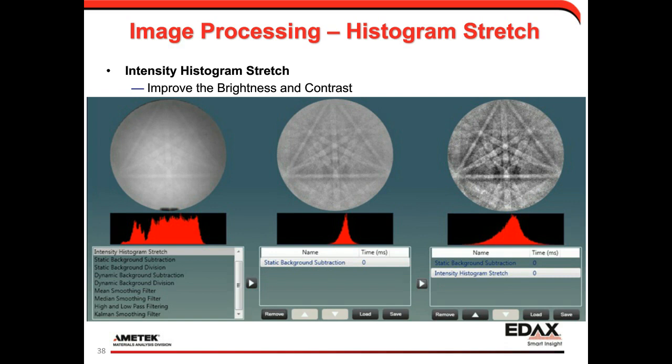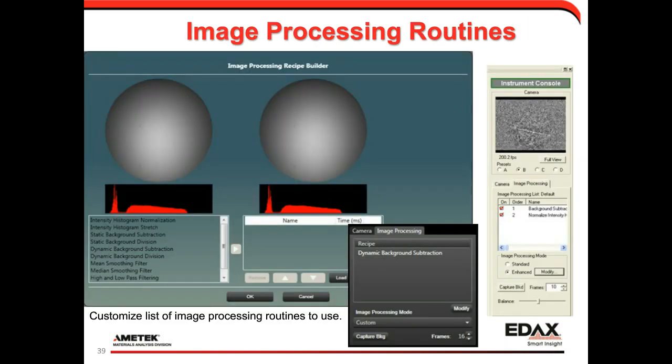So the stretch really helps us increase the brightness and the contrast of our pattern to help us along the way. This is computationally really easy to do, so there's really no time penalty for doing this. But if you are doing things like the dynamic background subtraction or division, you start to add a little bit of a time penalty because each one is now doing this. So again, here are the routines, and you can make a customized list of them.